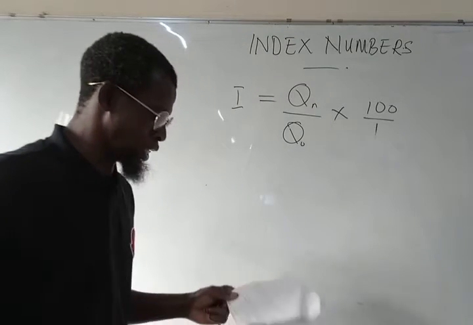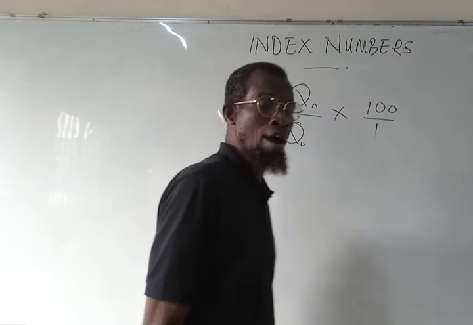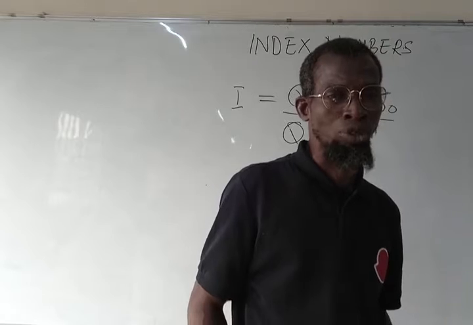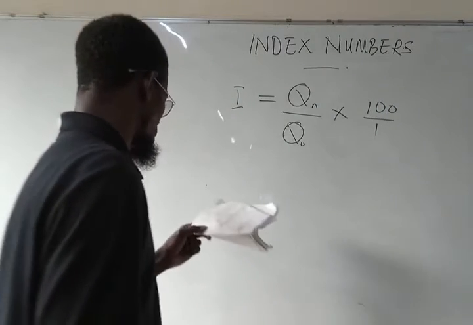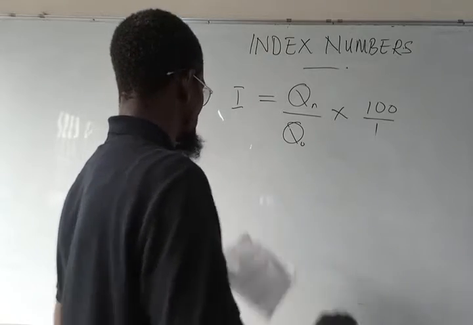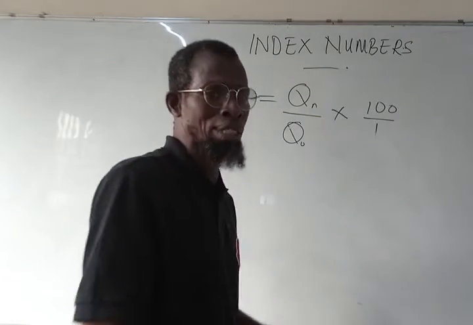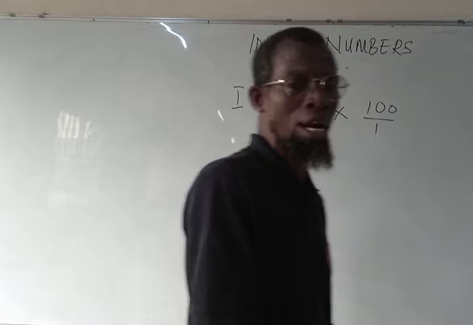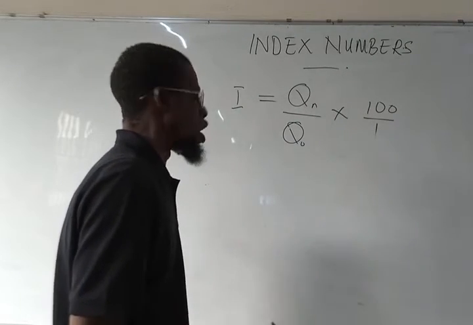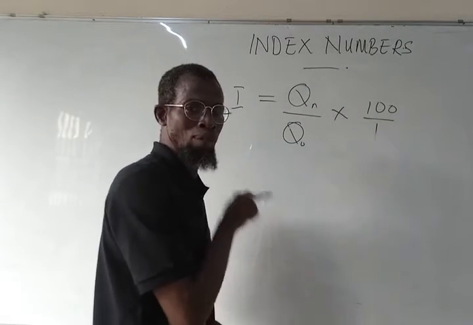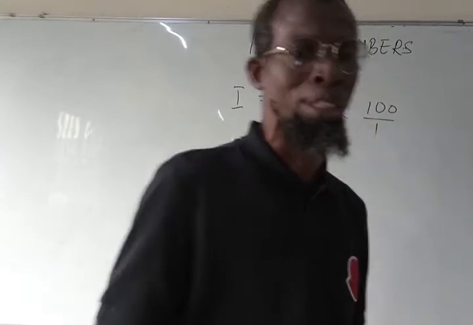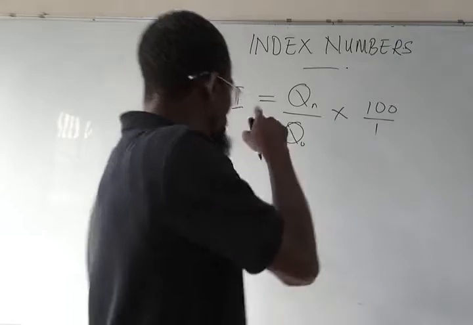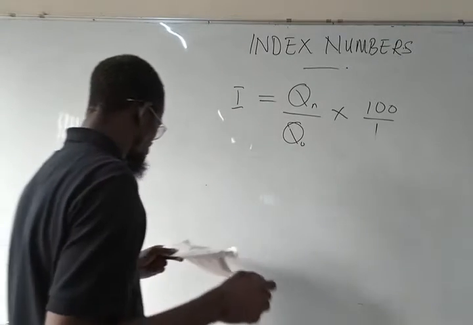So I mean our Q refers to quantity. So remember the quantity of the current year. We said we should use Qn to represent the quantity of the current year over the quantity of the base year, and we use Q0 to represent the base year, times 100. Percentage means 100. So that is when we are looking at it in terms of quantity.